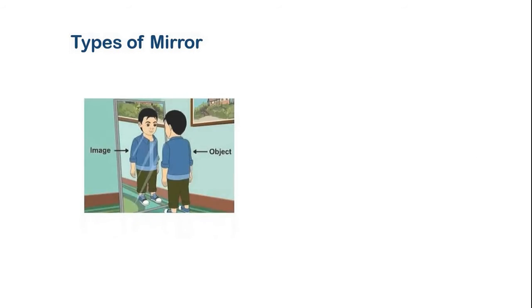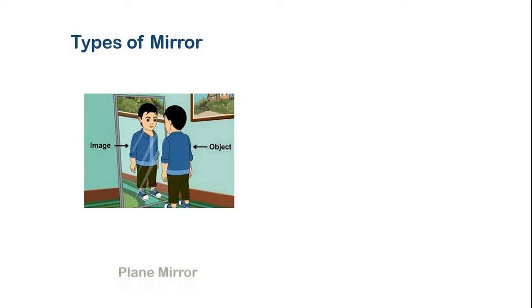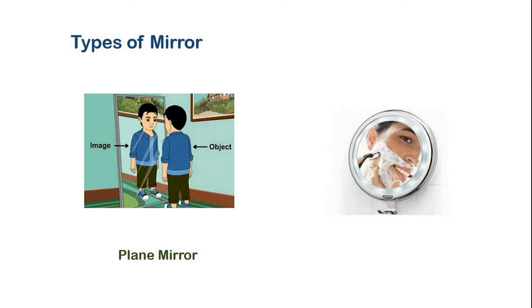Mirrors are of mainly two types: plane mirror and spherical mirror. If the reflecting surface is plane and smooth and regular reflection of light takes place on it, then this surface is called plane mirror. The mirror which we usually use is plane mirror.